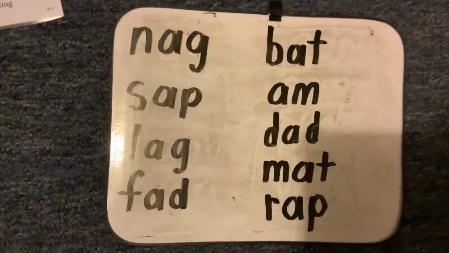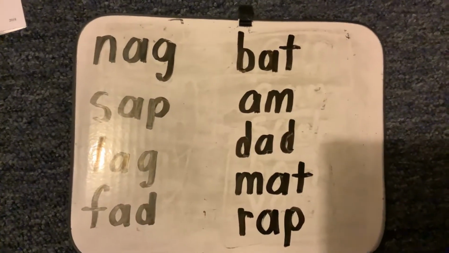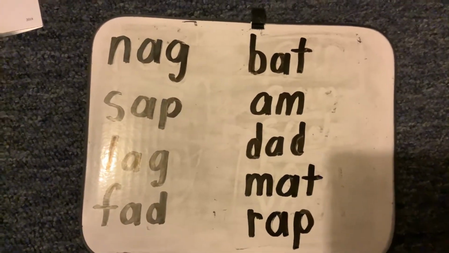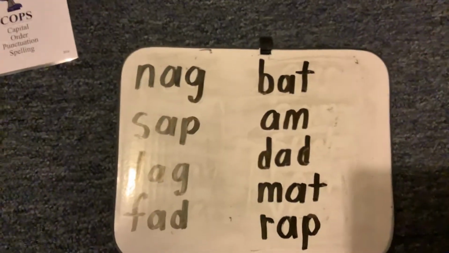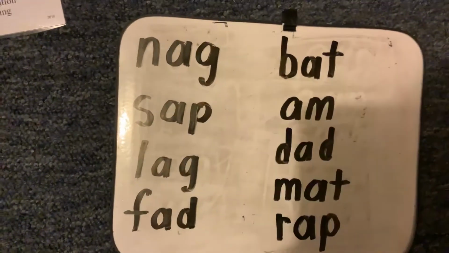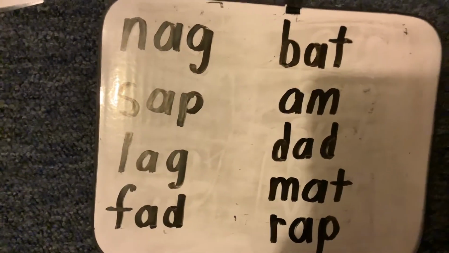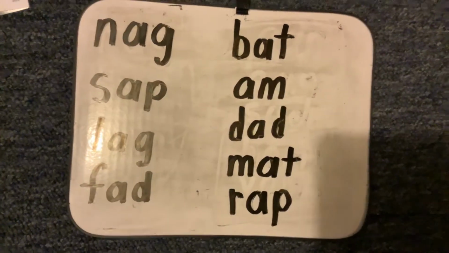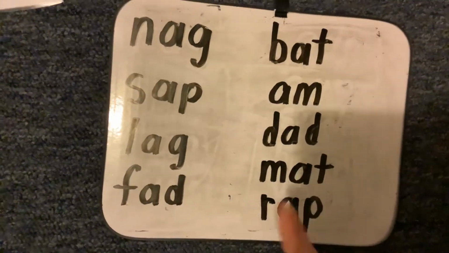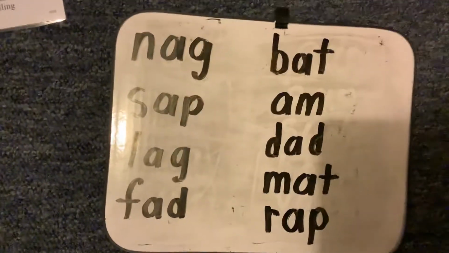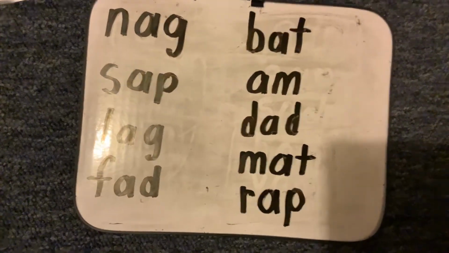Let's talk about some of these words. Remember what nag is. Like when you really want a cookie from mom or dad or grandma, or you really want to get a toy and you keep saying, please, can I? And you keep asking, that's called nag. And sap is something that comes from a tree, a maple tree that we use to make sugar. And when you lag, like if you're not keeping up when you're walking with someone, you're kind of behind them, you're lagging behind them.